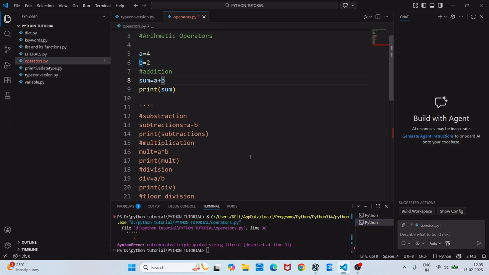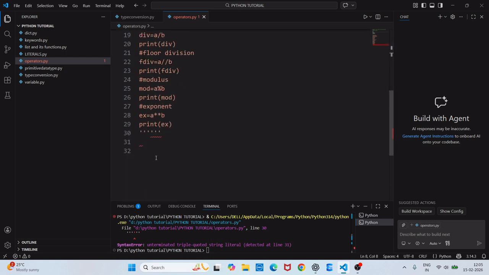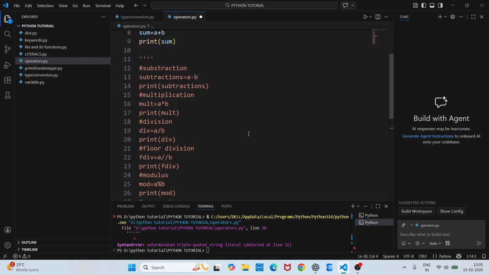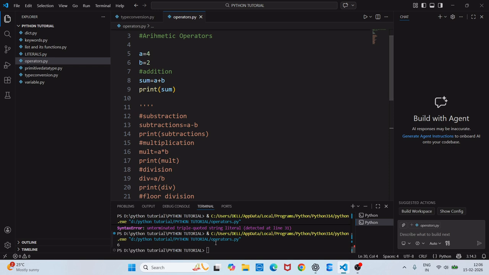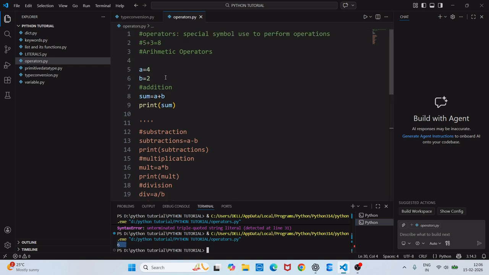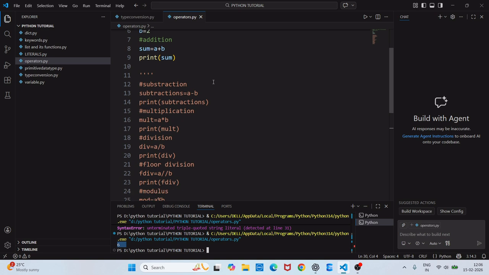But let me check what error is going on. Line number 30. Okay, this one, let me remove this point. Now it's fine, and you can see the result is 6. So the first one is the addition operator. It simply adds the two values. Now let's look at the second case.